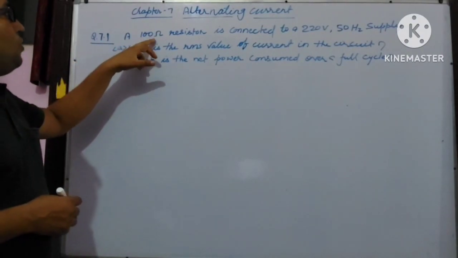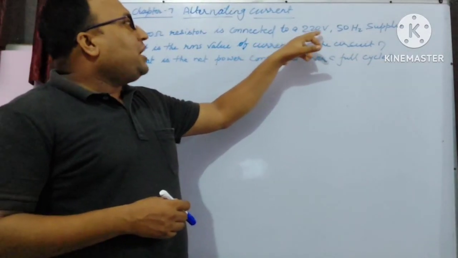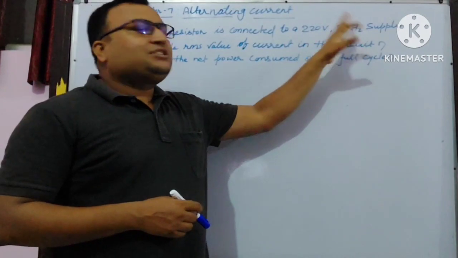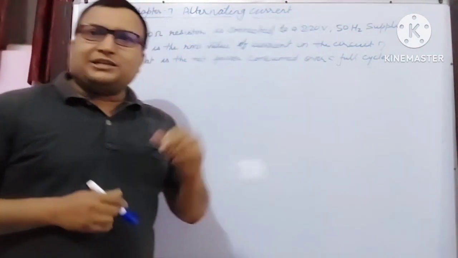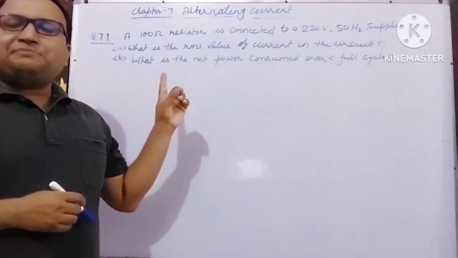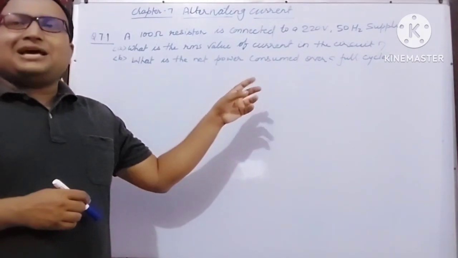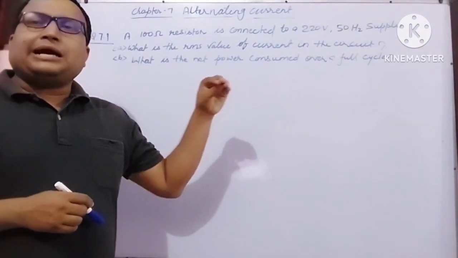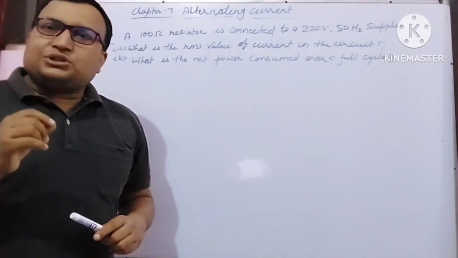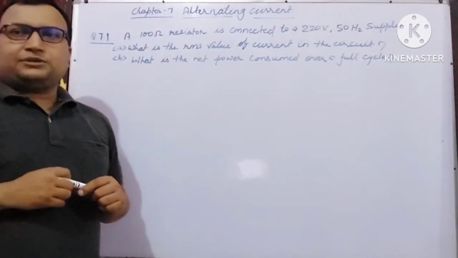A 100 ohm resistor is connected to a 220 volt, 50 Hz supply. It means there is one circuit, and that circuit has some voltage, some resistance, and the frequency of the current is also mentioned. This first line is the information.